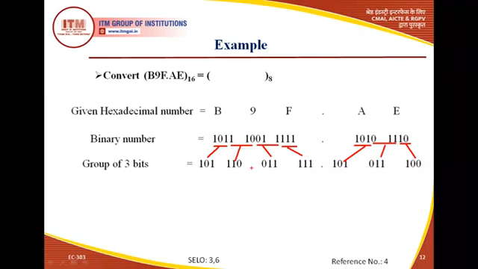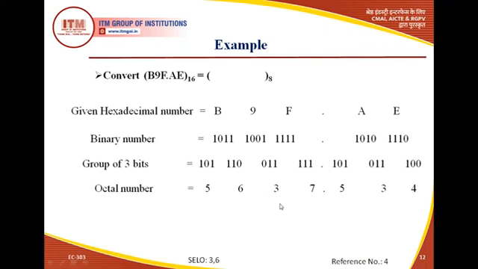Okay. Now note down its equivalent octal number. So the octal digit of 101 is 5, 110 is 6, 011 is 3, 111 is 7, 101 is 5, 011 is 3, and 100 is 4. So that is the octal equivalent of the number B9F.AE. Okay. So in such a manner we can convert one number system into another number system.